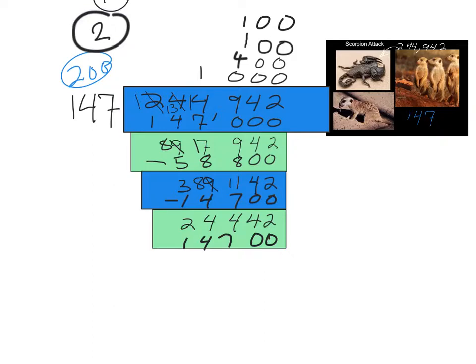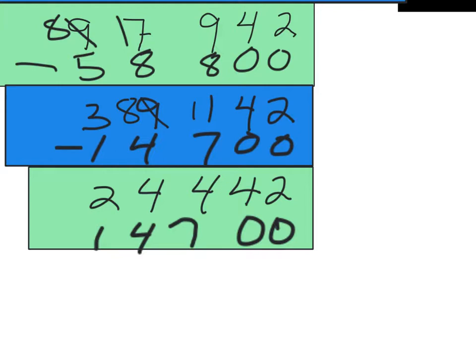So as always, moving on here, I'm checking for trouble coming. I have none here. I do have trouble coming here, so I'm going to borrow from this 4, turn it into a 3, turn that into 14. I have trouble coming here again, so I'm going to borrow from the 2, turn that 2 into a 1, and turn this into 13. And then I'm good to subtract.